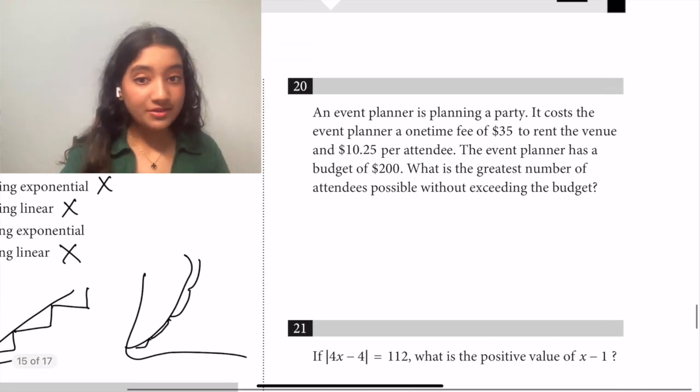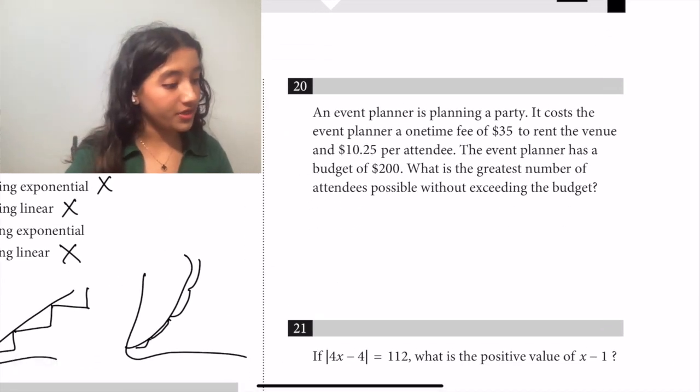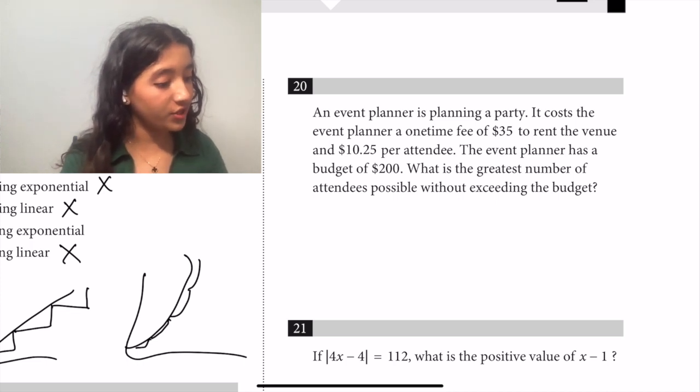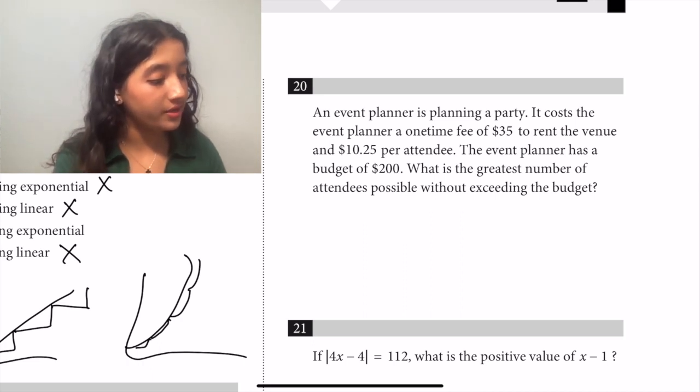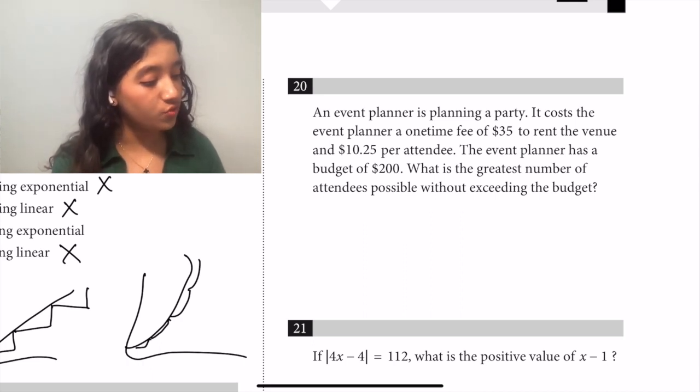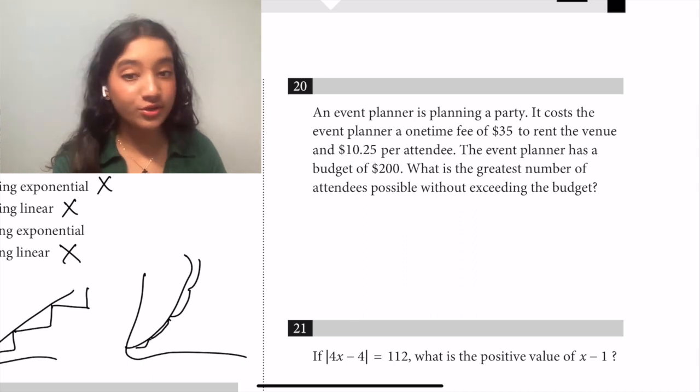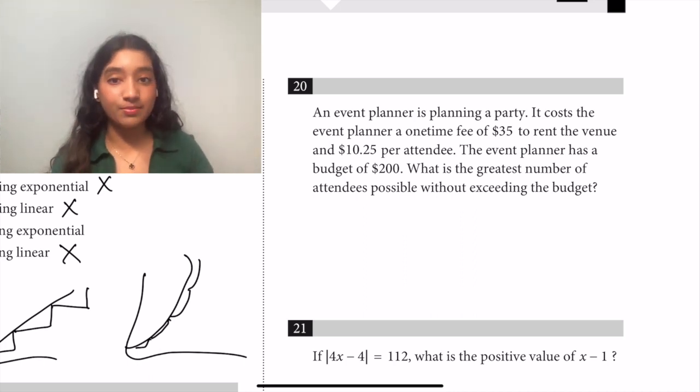Moving on to question 20. An event planner is planning a party. It costs the event planner a one-time fee of $35 to rent the venue and $10.25 per attendee. The event planner has a budget of $200. What is the greatest number of attendees possible without exceeding the budget?